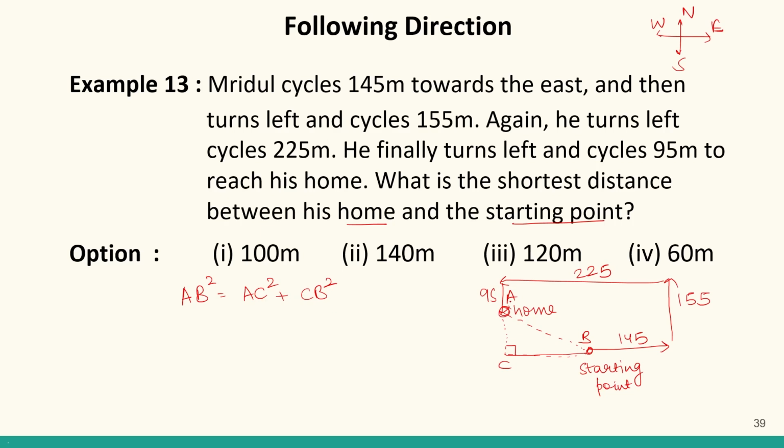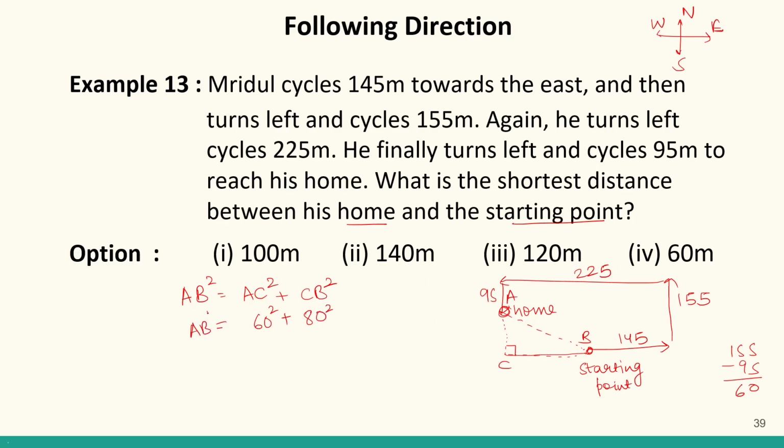Now what will be the distance between A and C? So this is completely 155. So it will be 155 minus 95. That will give us how much? AC will be 60, right? Similarly, CB. CB will be how much? 225 minus 145? 80.